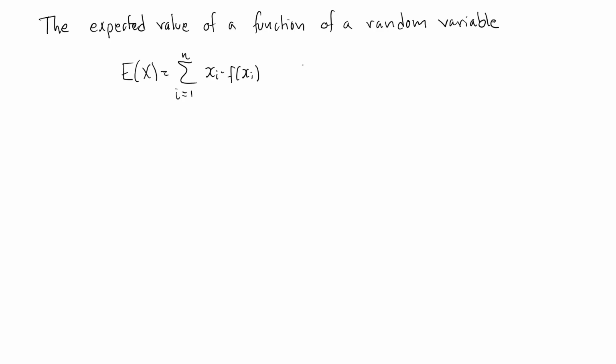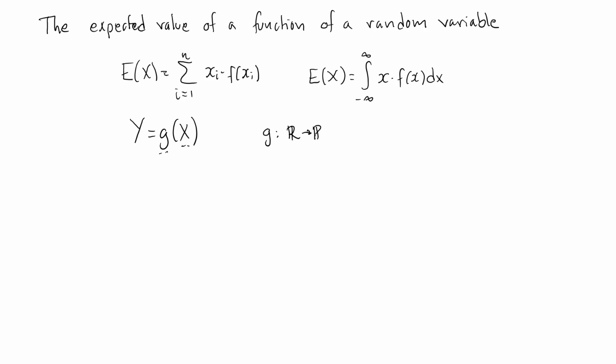If the random variable is continuous, then we define the expected value of X as the integral from minus infinity to infinity of x times the PDF f of x dx. We also know what we mean by a function of a random variable. So if X is a random variable and g is an arbitrary function from R to R, then Y will be a new random variable defined as the composition of g and X.